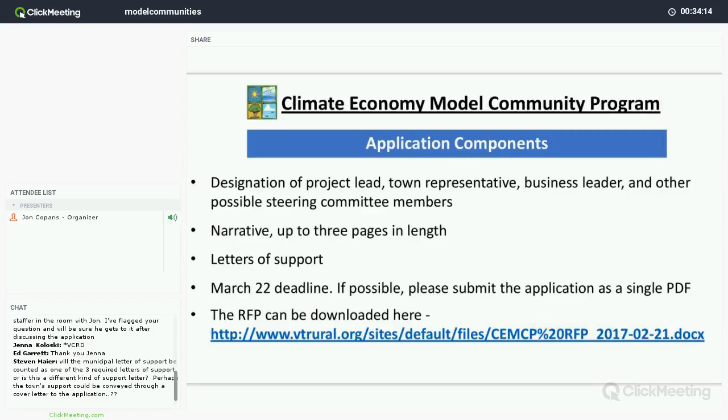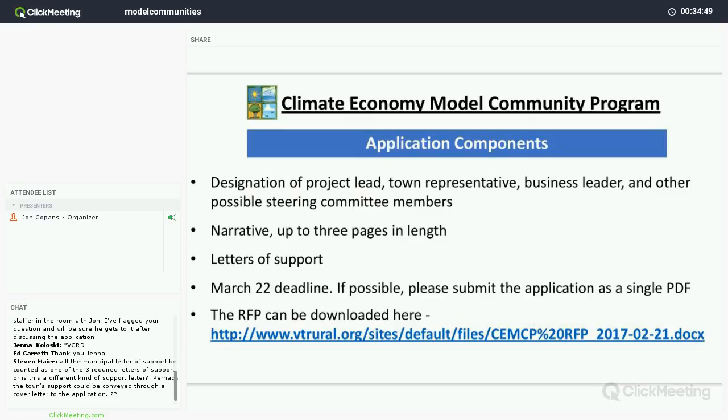So now let me run through the components of the application. The first part of the application is the designation of a project lead, a town or municipal representative who will be the point of contact from the town, a business leader, and other possible steering committee members. Then there will be the narrative, which is up to 3 pages in length, and the RFP describes a little bit of what we're looking for in that narrative, and then the 3 letters of support.